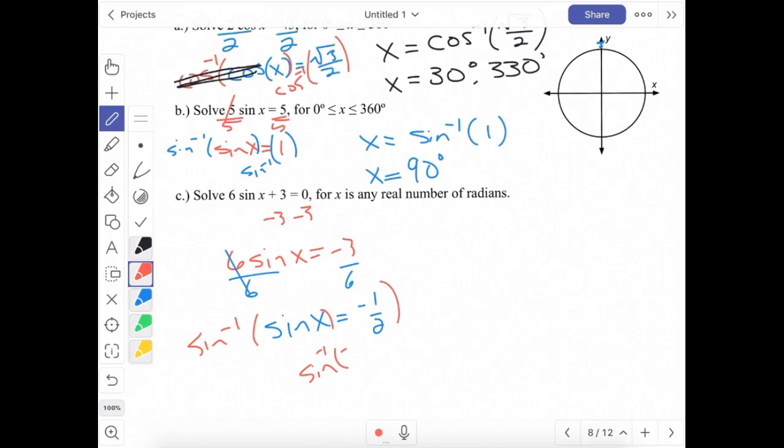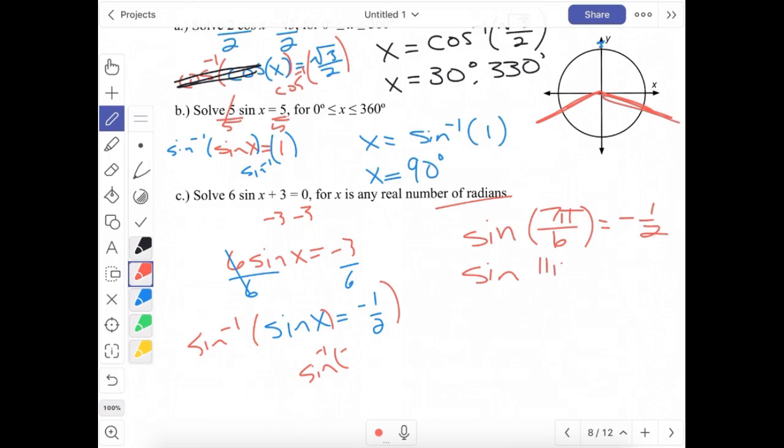I know I'm going to be in quadrants 3 and 4. Now, my degrees would be down here, and that would be down here. So 180 plus 30, that'd be 210, which we want in radians. So sine of 7 pi over 6 is equal to negative 1/2. And that would be at 330, which is 11 pi over 6, equals negative 1/2. So those are the two values that are your answer here.